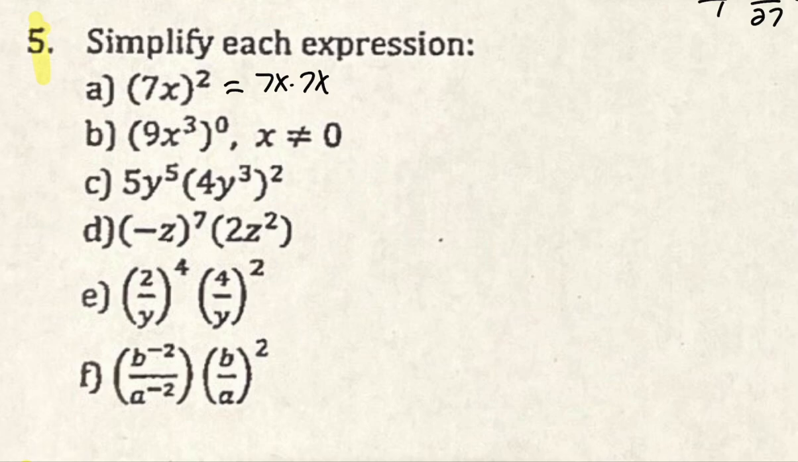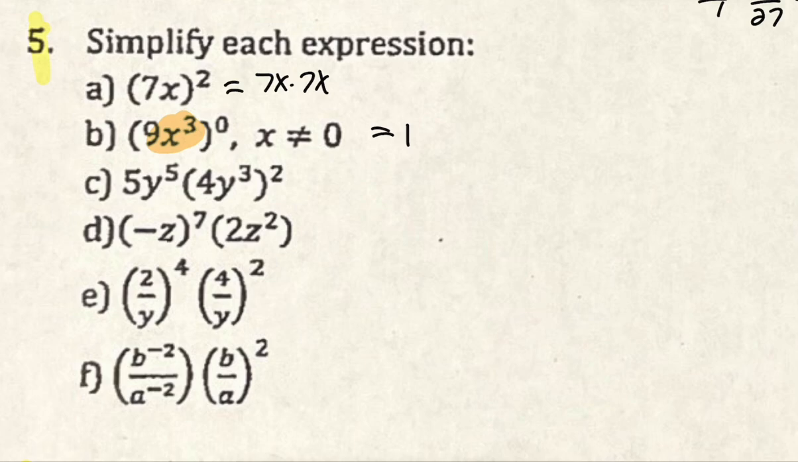B is really great because anything to the 0 power, and since this whole thing is to the 0 power, it's always equal to 1, so you don't have to think quite as much about that. C, make sure you square that second piece before you multiply by 5y to the 5th. You have to follow order of operations. Same thing for D. But what I want to do is focus on E and F together, and then it'll be your responsibility to finish the other ones. Let's talk about E and F.